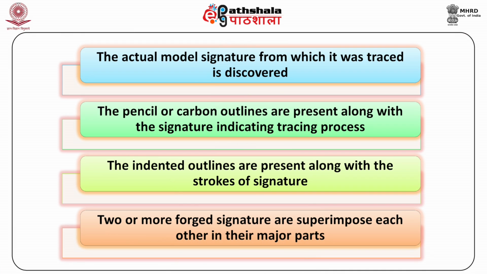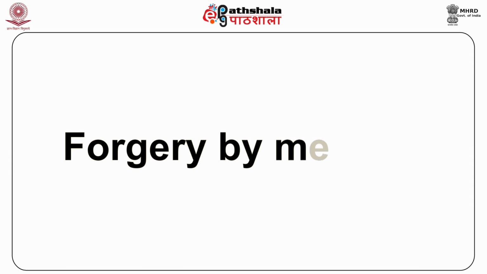A forged signature can only be branded as a traced forgery when the actual model signature from which it was traced is discovered. The pencil or carbon outlines are present along the signature, indicating a tracing process. The indented outlines are present along with the strokes of the signature. Two or more forged signatures showing marked suspicious similarities or rubber stamp effects are present, and they superimpose each other in their major parts.